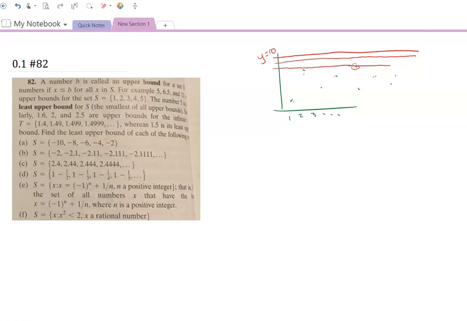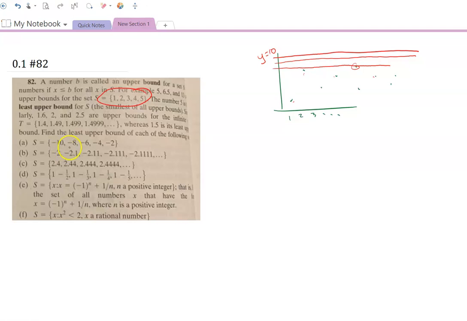So if we look at the example they give over here, this is from the book. So in the set, 6 would be an upper bound, but it's not the least upper bound because we can get smaller without being below any of the numbers in the set. So 5 is the least upper bound because all of the numbers in set S are less than or equal to 5. Okay? Okay, so let's look at some of the examples that are given to us, or the questions.